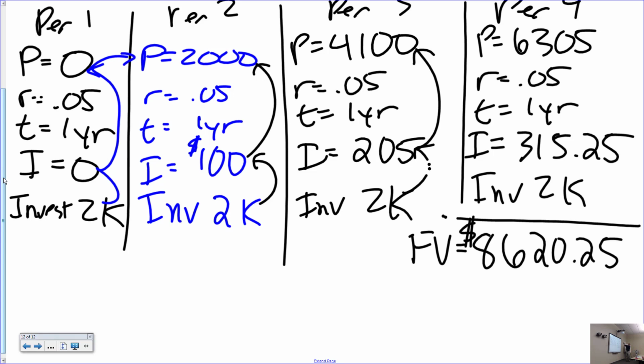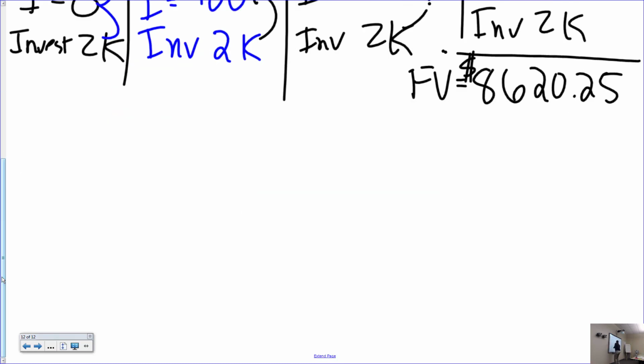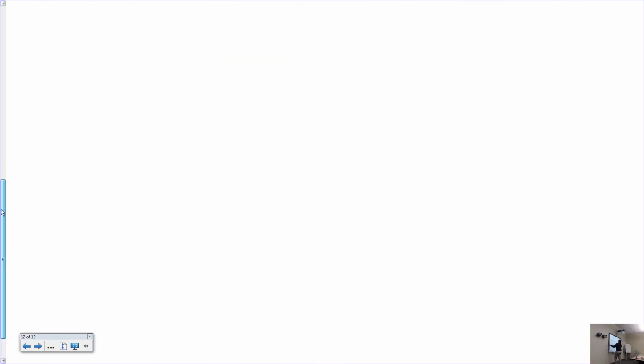So that's the ordinary annuity because we're investing at the end. Now, really fast, before we run out of time, let's do right below it, the annuity due.